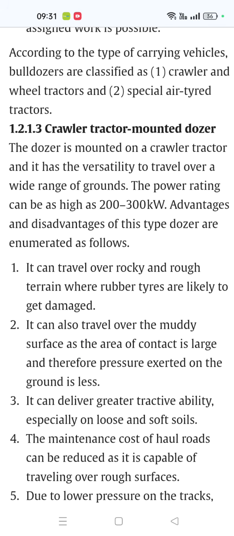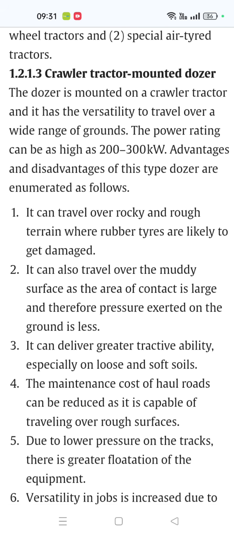1.2.1.3 Crawler tractor mount dozer. The dozer is mounted on a crawler tractor and it has the versatility to travel over a wide range of ground. The power rating can be as high as 200 to 300 kilowatt. Advantage and disadvantage of this type of dozer are enumerated as follows.